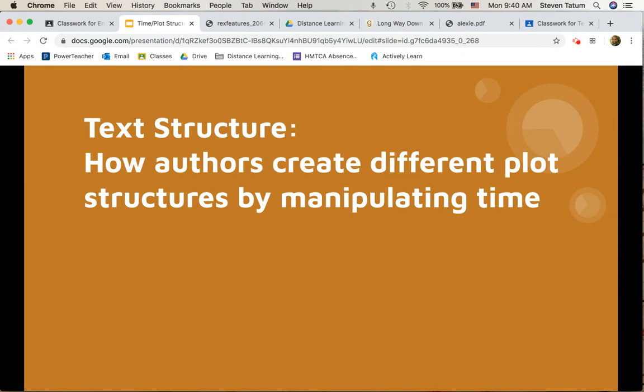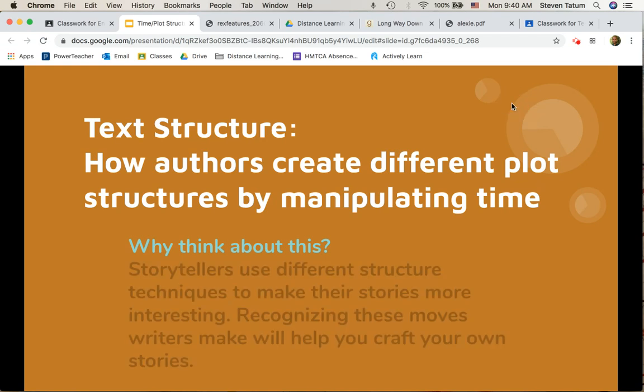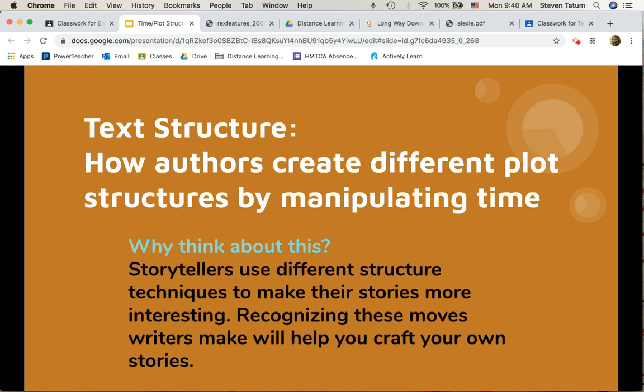This week we're going to focus on text structure, and specifically, we're going to look at how authors create different plot structures by manipulating time in the way that they tell their stories. Now, why think like this? Why go through this trouble of thinking about how the story is told? Well, using different structures or different techniques in terms of text structure helps writers tell more interesting stories. And if we recognize these different moves that writers make, it can help us craft our own stories in more interesting ways.